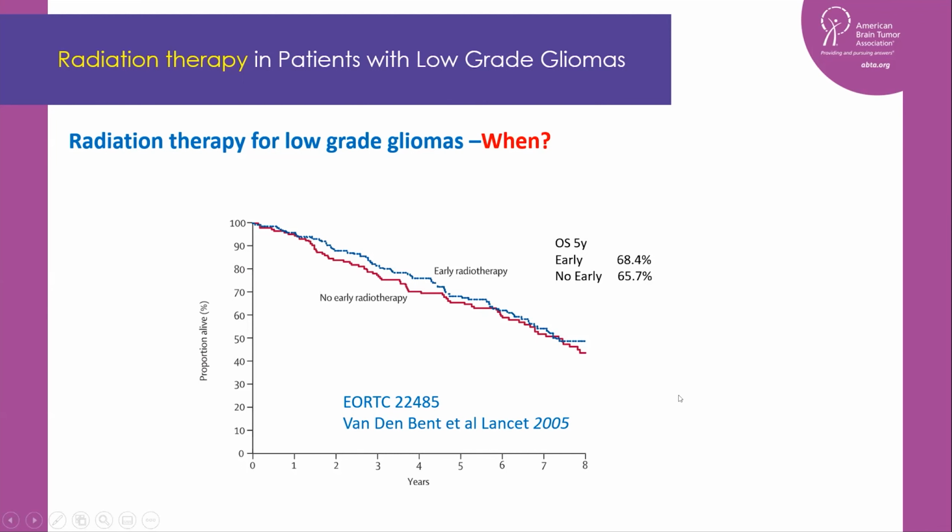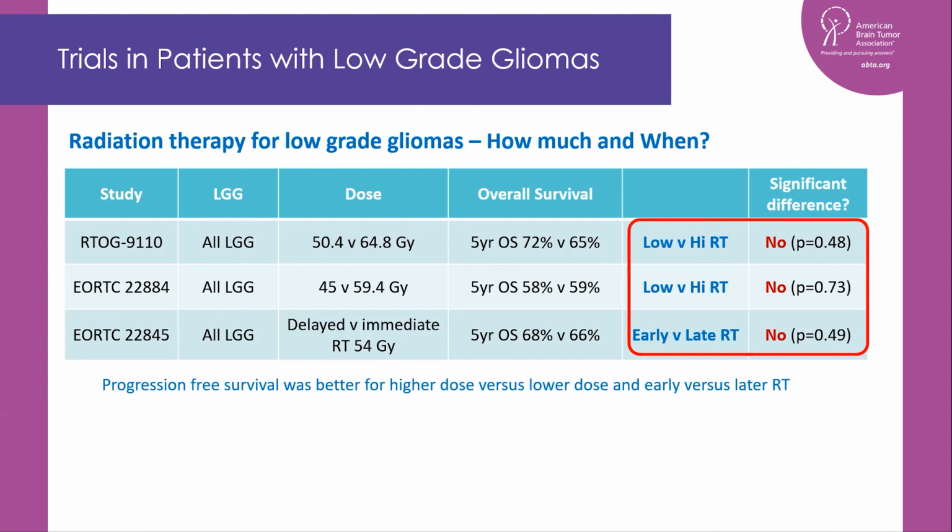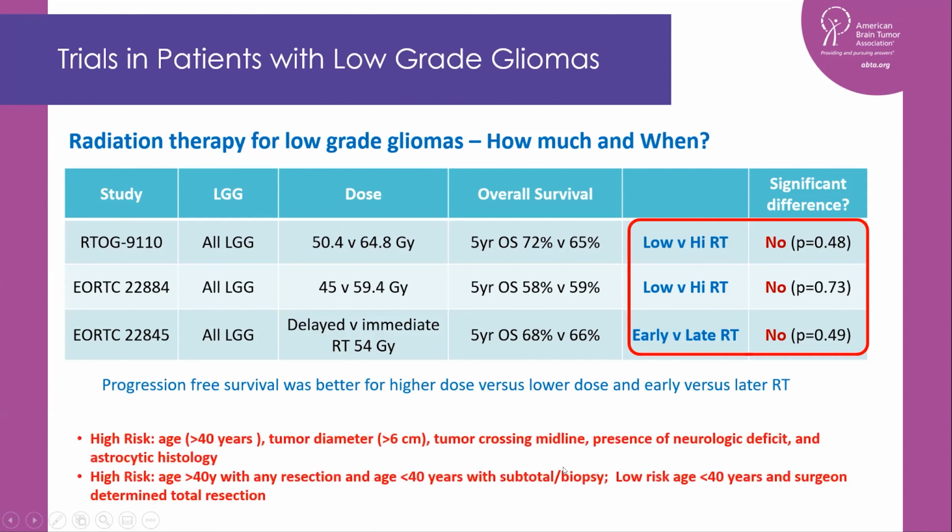So this is where we were again in the old list of 2005. So at that point, when we looked at all the things, so low versus high in these two studies, there was no difference. You could get away with low. Early versus late, there was no difference. You could do it early or late with the same outcome. So this is where we were in the field. The progression-free survival, which is the time it takes for the tumor to grow back, not the survival itself, was better if you gave the higher dose or if you gave the earlier radiation.